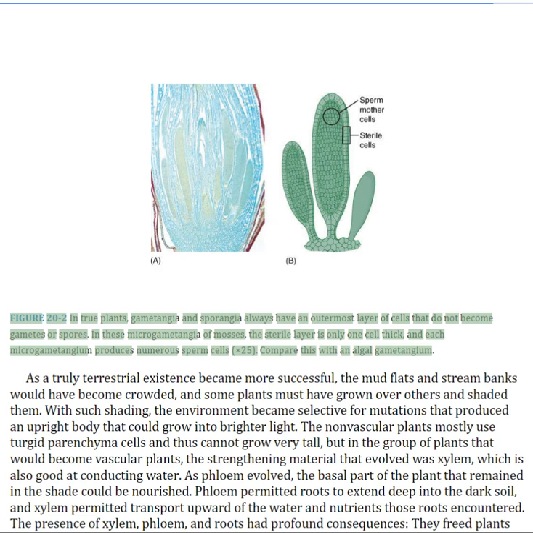Figure 2.2: In true plants, gametangia and sporangia always have an outermost layer of cells that do not become gametes or spores. In these microgametangia of mosses, the sterile layer is only one cell thick, and each microgametangium produces numerous sperm cells. Compare this with an algal gametangium.